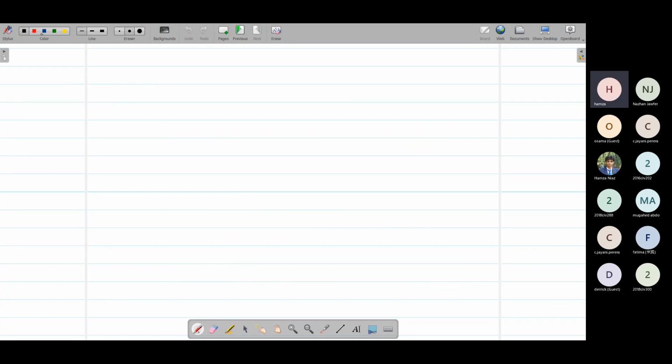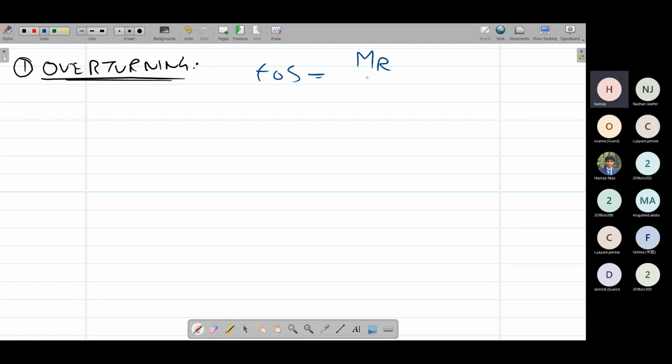First of all, all three checks should pass. First of all, we have overturning. For overturning, we have to calculate the factor of safety, that is the resisting moment MR over MO or MD, the disturbing moments or overturning moments. We calculate the resisting moments and the overturning moments, and if we take the ratio and it is greater than 2, our check is satisfied. Otherwise we have to change the dimensions of the retaining wall.